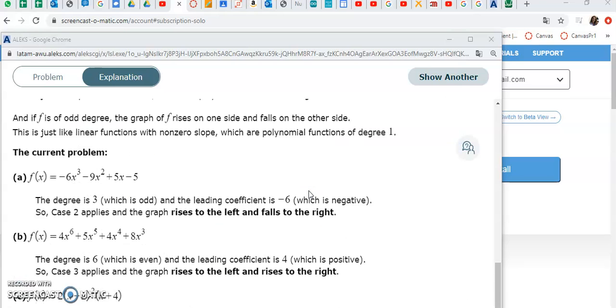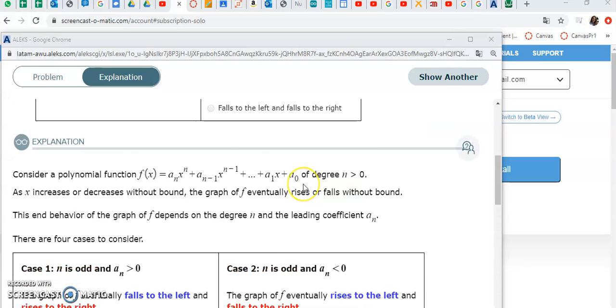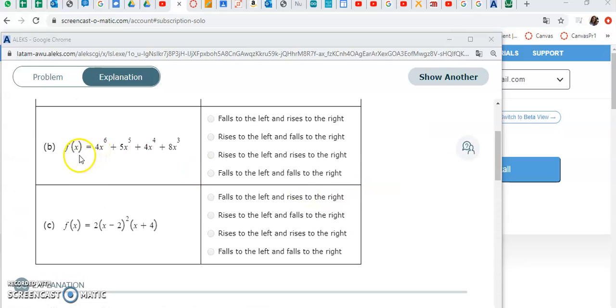Now, let's see the second example. It says f of x equals 4x to the 6th plus 5x to the 5th minus 4x to the 4th plus 8x to the 3rd. So which is the degree of this polynomial? This is a 6th-degree polynomial. And the sign of the leading coefficient is positive.